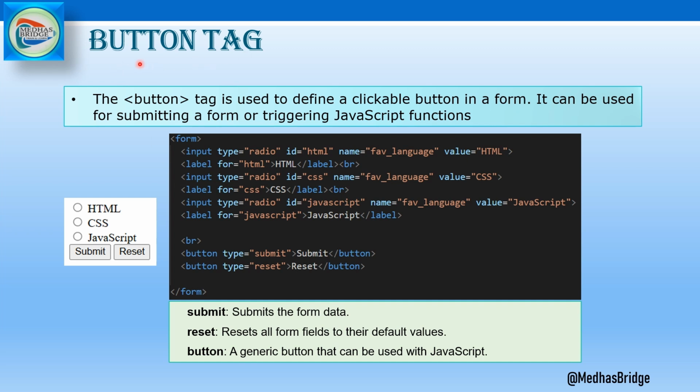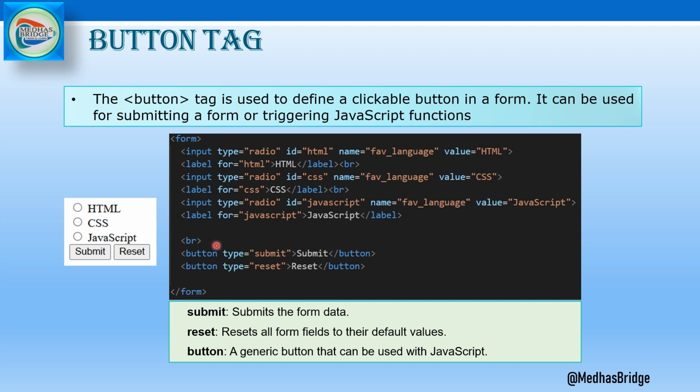Here is the button tag. The button tag is used to define a clickable button in the form. It can be used for submitting a form or triggering JavaScript functions. We will see that as part of the JavaScript sessions, but currently you get the context, right? So the button tag is basically used to submit the form or trigger JavaScript functions.